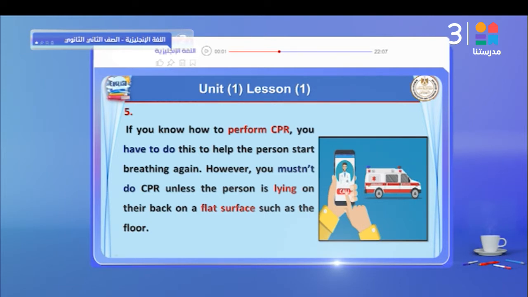Okay? Start breathing again. So we have the word breathe and breath. Breathe ends with E, and breath without E. Breathe is the verb, and breath is the noun.